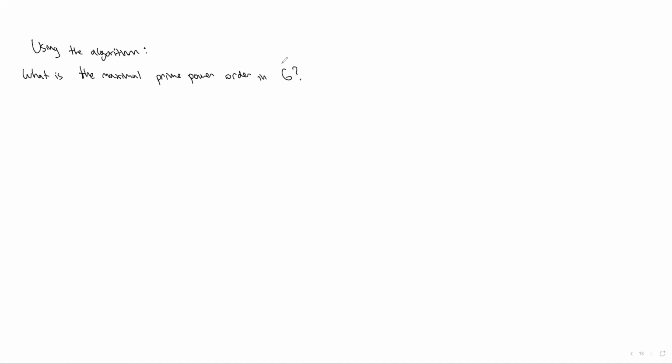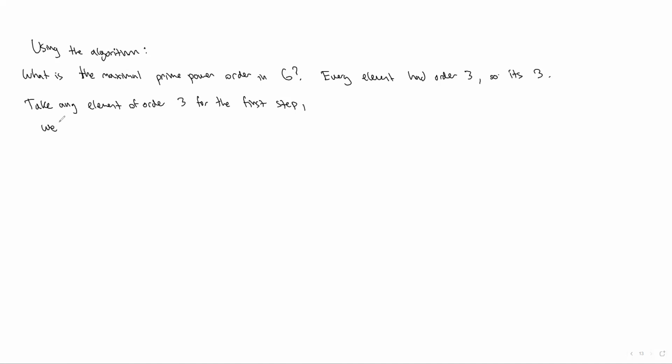Three? Yeah. Good job. So every element had order 3. So it's 3. And we could just take any element of order 3 for the first step. So we'll take 9. And then 9 over 3 equals 3.